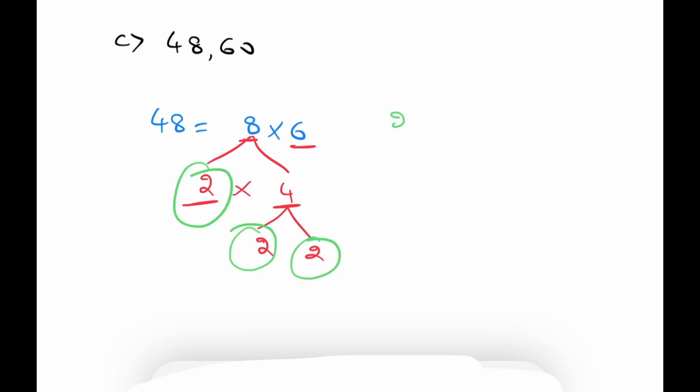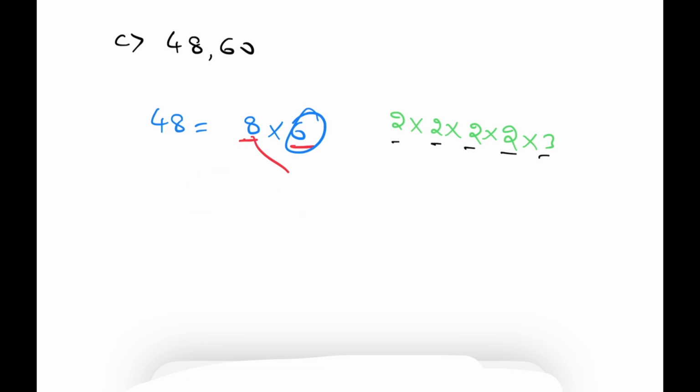So here 8 I am writing as 2 into 2 into 2 into, here I have one more number 6, right? Again 6 is also not a prime number, so that 6 I am writing as 2 into 3. So finally 48 can be written as 2 into 2 into 2 into 2 into 3. If you feel that this process is lengthy or confusing, directly you can go with the normal prime factorization method. That is so much easier than this one, with no complications and no confusion.